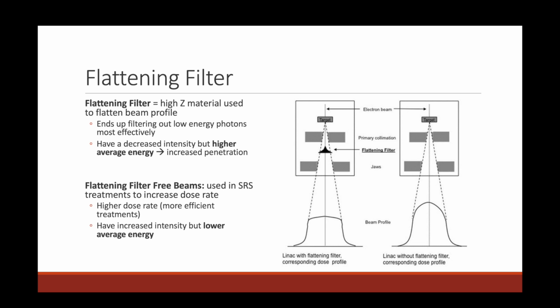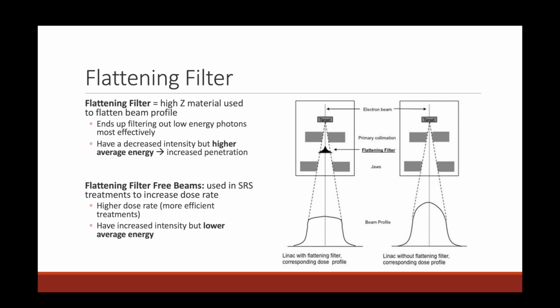And if you take a look at that picture, its shape kind of changes with the profile of the beam. So it has the lowest level of attenuation out at the sides where the dose is at 50%, and along the central axis it causes the highest level of attenuation to even out that mountain that forms in the middle. So it ends up filtering out low energy photons most effectively, and the resulting beam from a flattened beam then has a decreased intensity, but it does have a higher average energy just because the lower energy photons are effectively filtered out. So it has a higher energy and tends to have increased penetration.